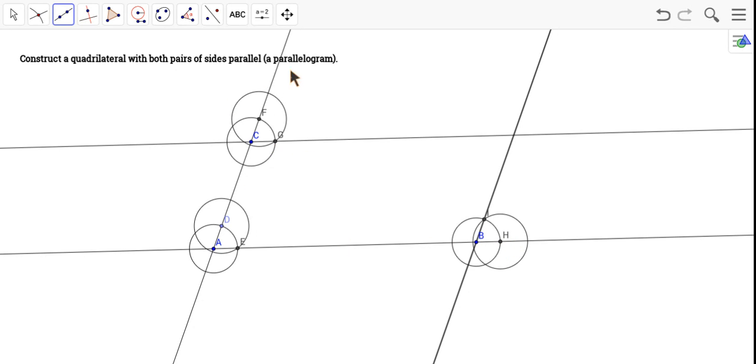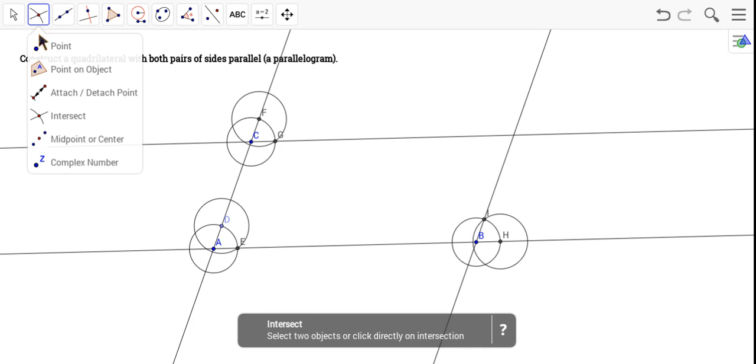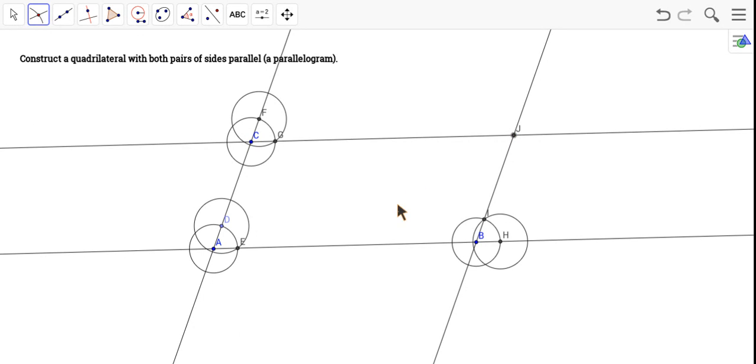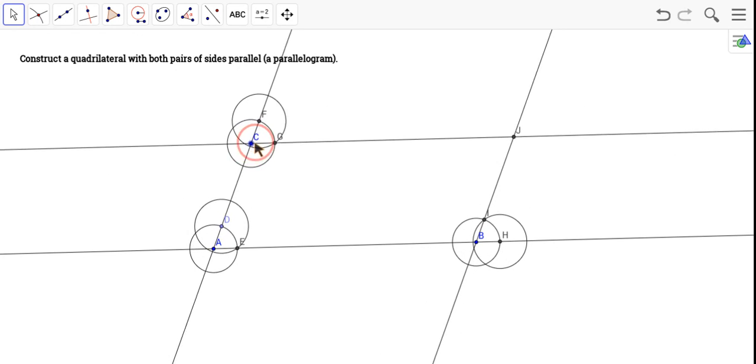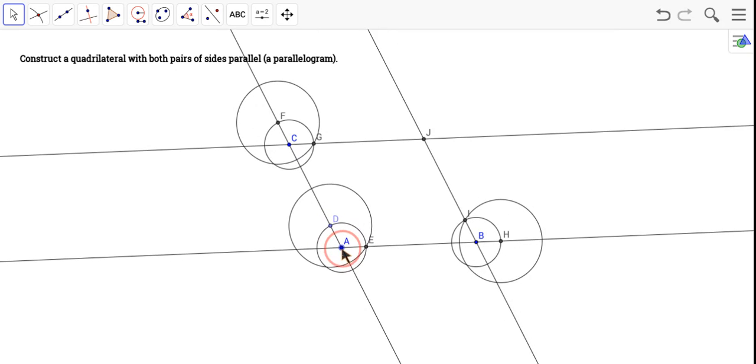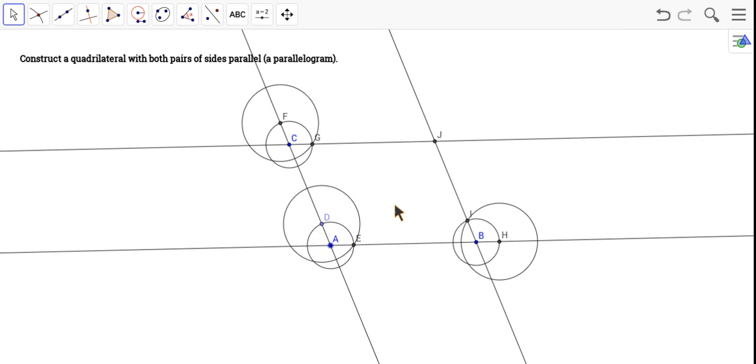Now we wanted that parallelogram, and we're just missing one thing: the point of intersection of these two parallel lines. So now we've constructed our quadrilateral CABJ, and that is a parallelogram. Now the great thing about GeoGebra is that we are able to move points around after we do constructions like this, and they will stay where they need to be. And it will stay as a parallelogram.